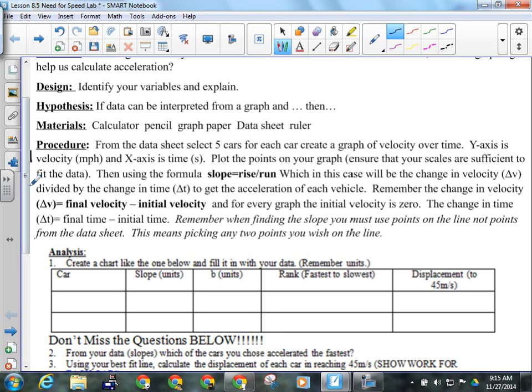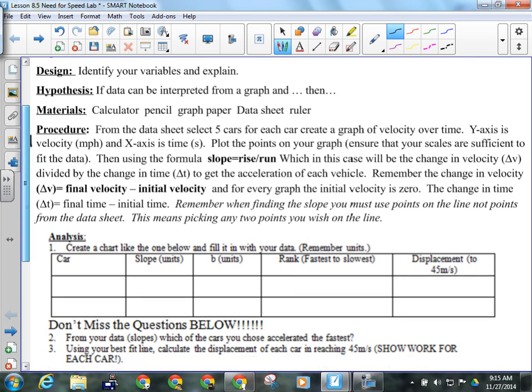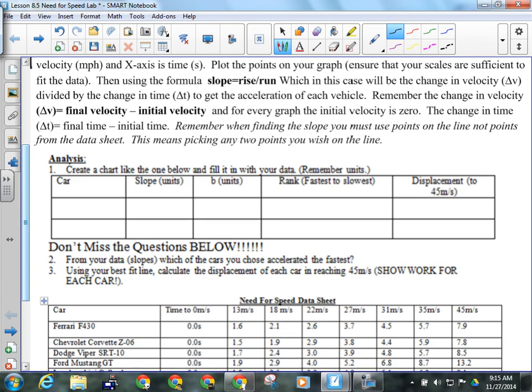All right, so big things down here in the analysis. Obviously, filling in the chart is the big part of the analysis. From your data, which of the cars accelerated the fastest? Basically, look at your rank here. You just rank them 1, 2, 3, 4, 5. Tell me which one accelerated the fastest. Just write that down.